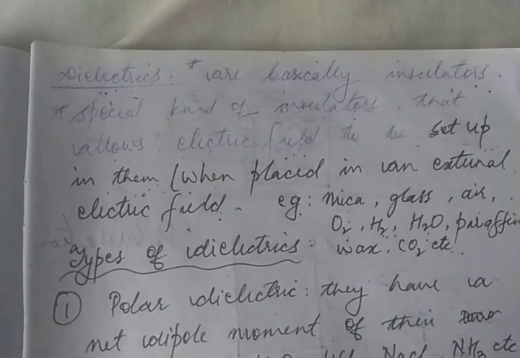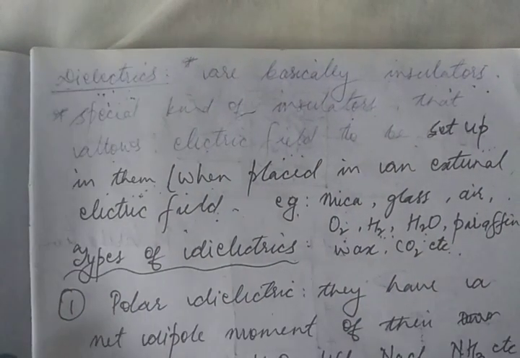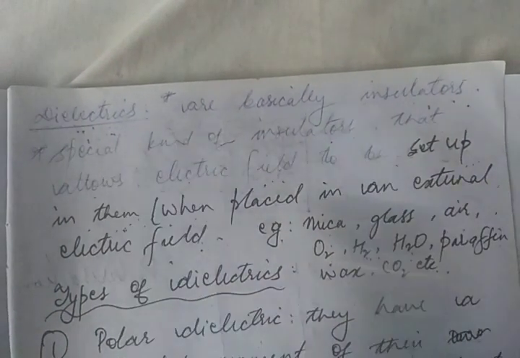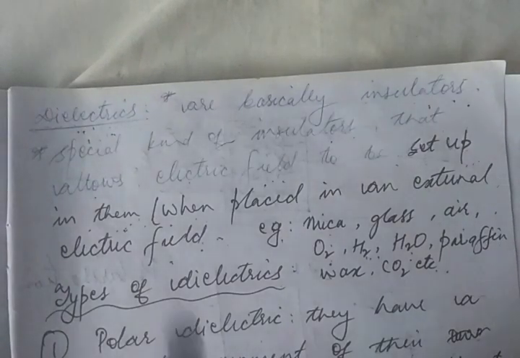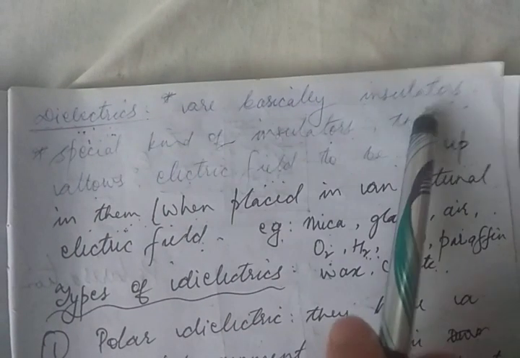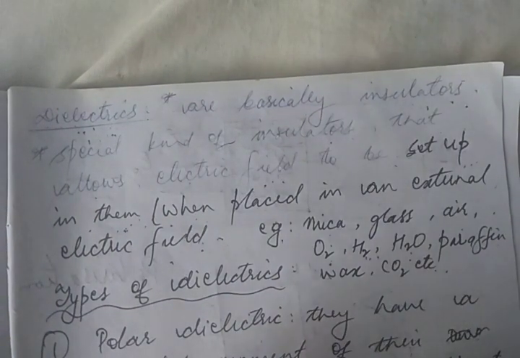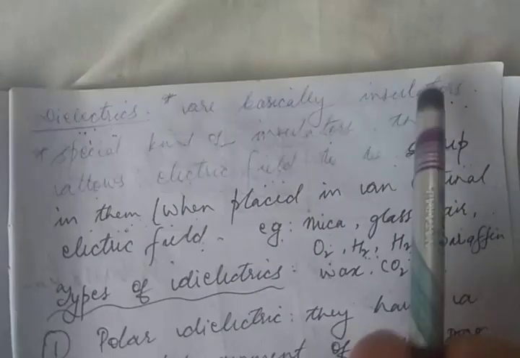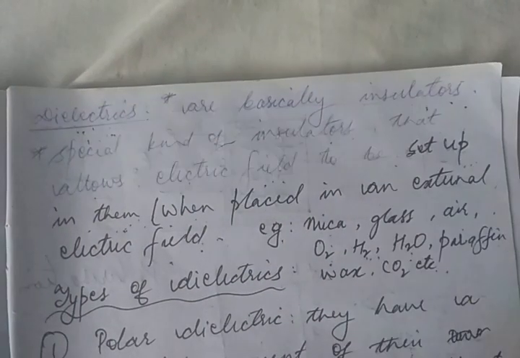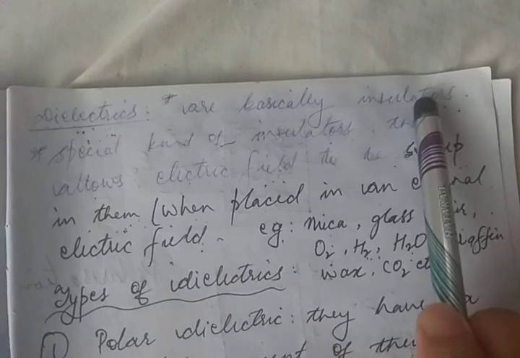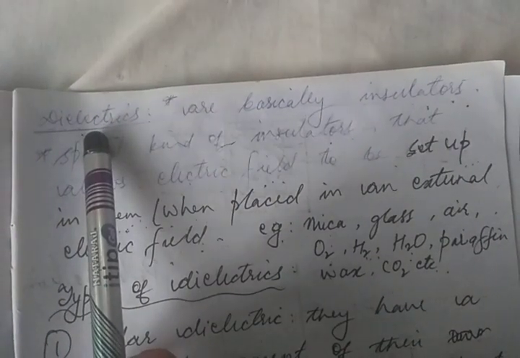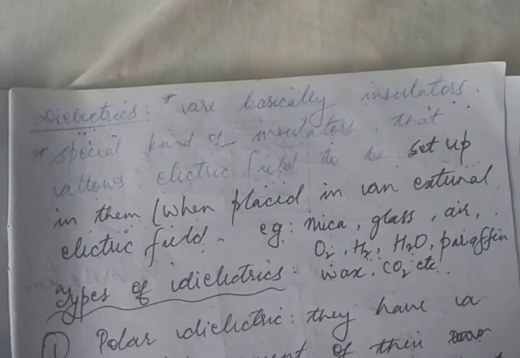Okay, class 12. The topic of the day today is dielectrics. Dielectrics are basically insulators. All dielectrics are insulators, remember. But keep in mind, all insulators are not dielectrics. It's like saying all alkalis are bases, but all bases are not alkalis. So remember, dielectrics are insulators.